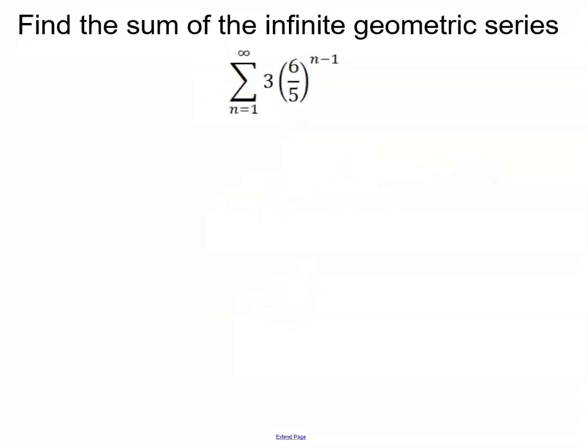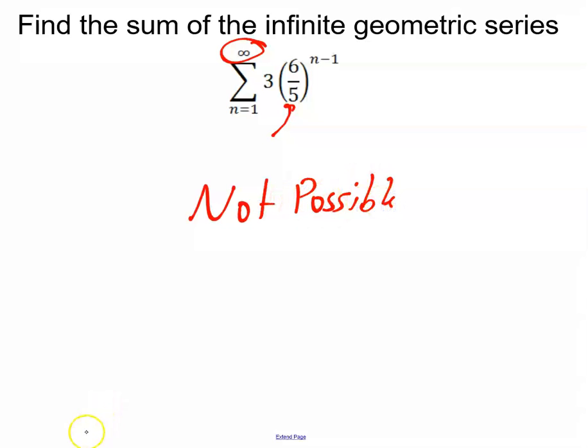Alright, last one, again, fits the format of geometric. It's infinite, so we look here first. Make sure that that common ratio is between -1 and +1, and 6/5 is more than 1, so this one is not possible. And that is all.